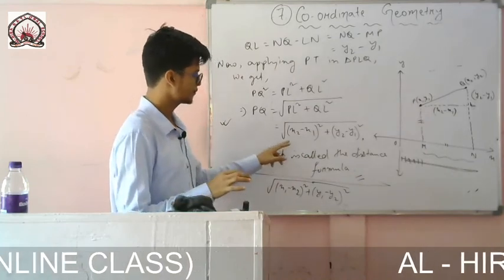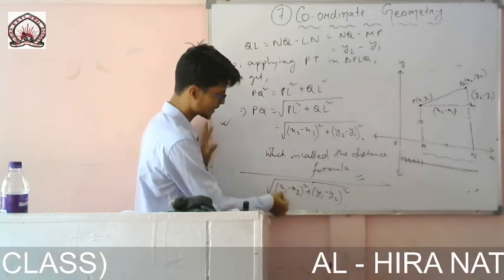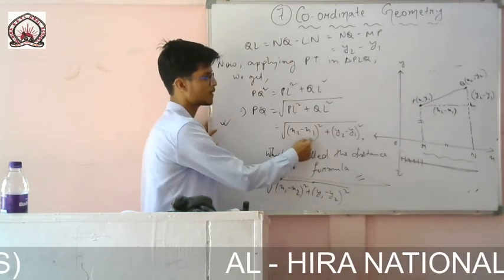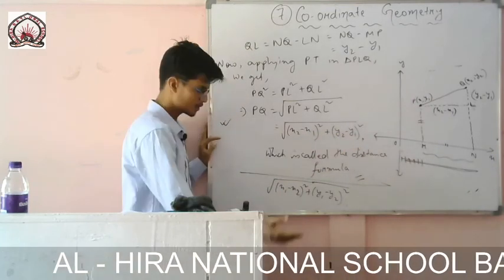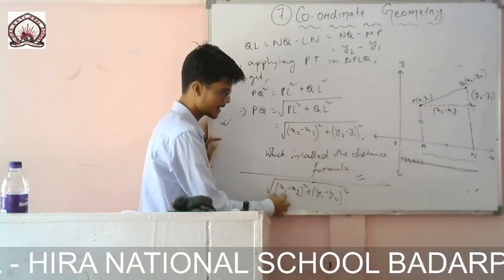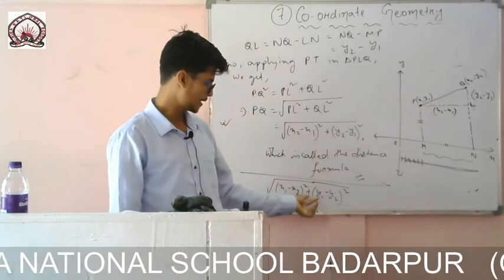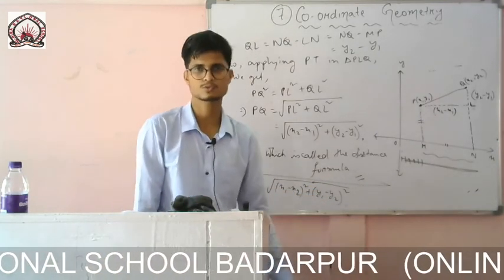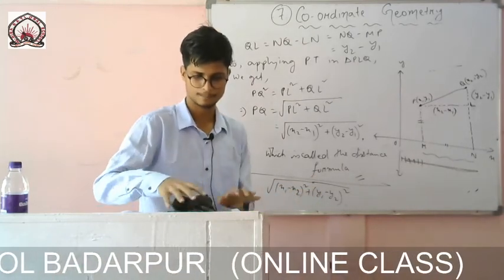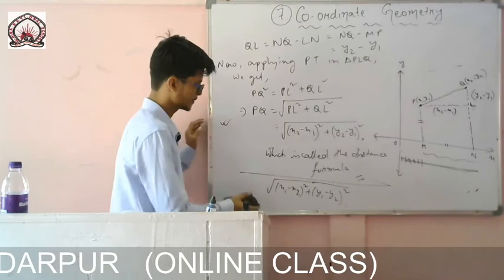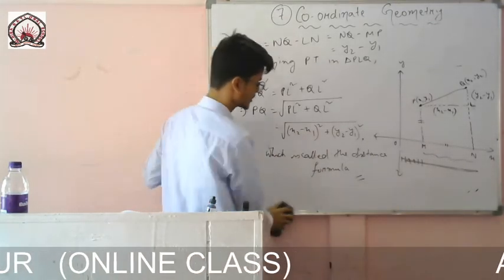You may get confused. That's why I have written it by arranging x1 minus x2, instead of x2 minus x1 and y2 minus y1 given. So to make it easy, I have written x1 minus x2 whole thing square plus y1 minus y2 whole thing square. The answer will come the same. Don't get confused. So this is your distance formula.